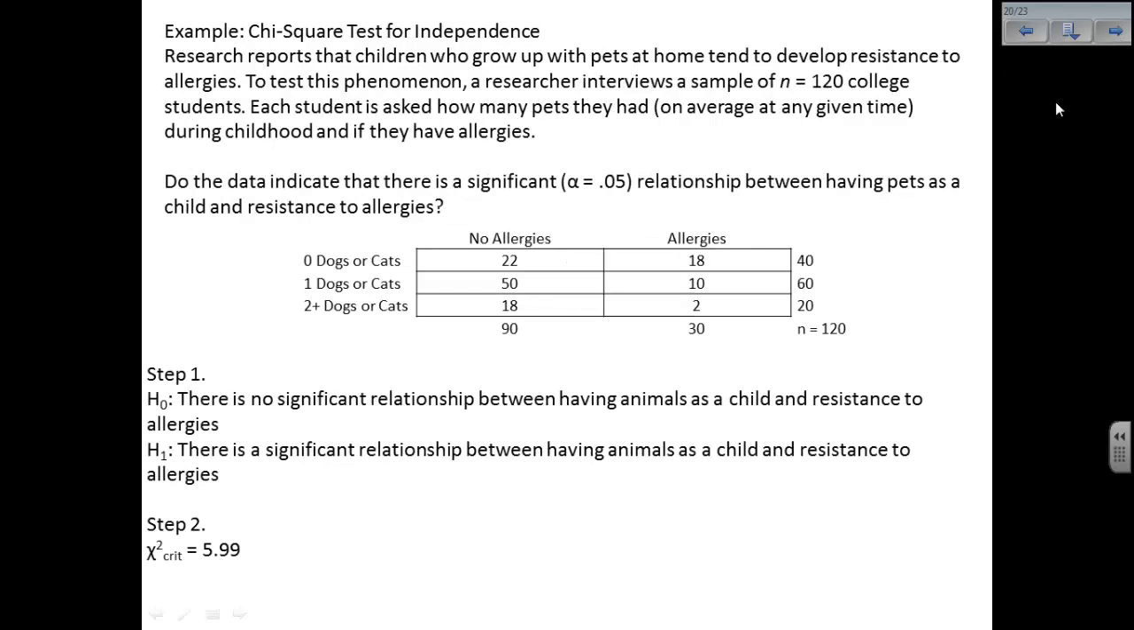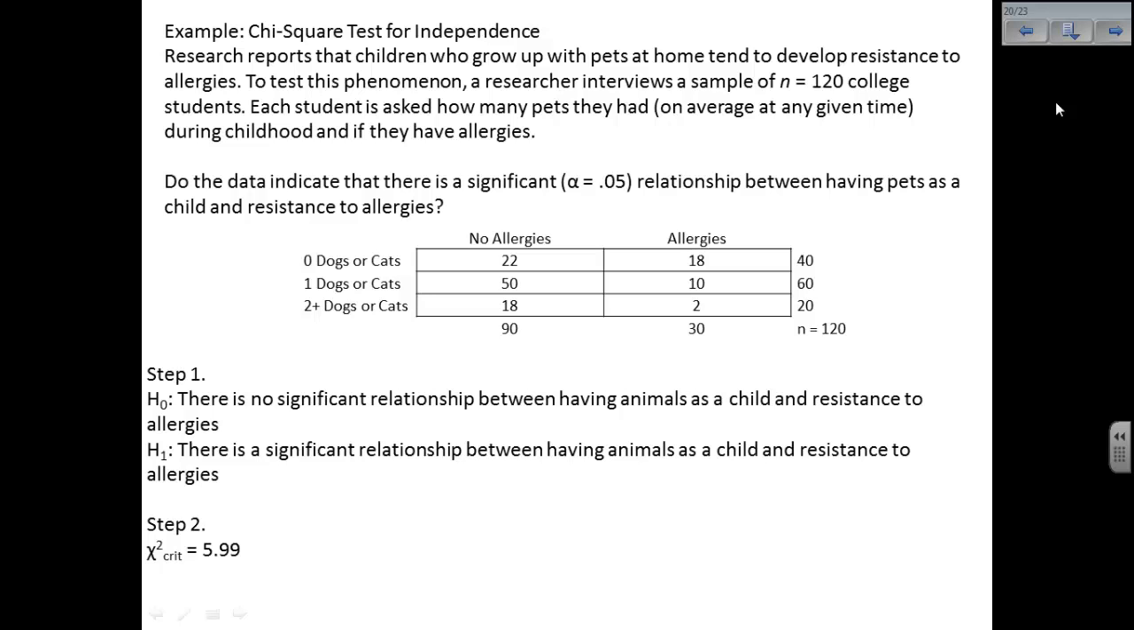So let's do one more chi-square test for independence example. This one is looking at a relationship between having allergies and whether or not you had pets in your home when you were a child. And we're looking at a sample of 120 college students. And we just ask them, how many pets did you have on average at any given time when you were growing up? And do you have allergies or not? So, do the data indicate there's a relationship between having pets as a child and resistance to allergies?